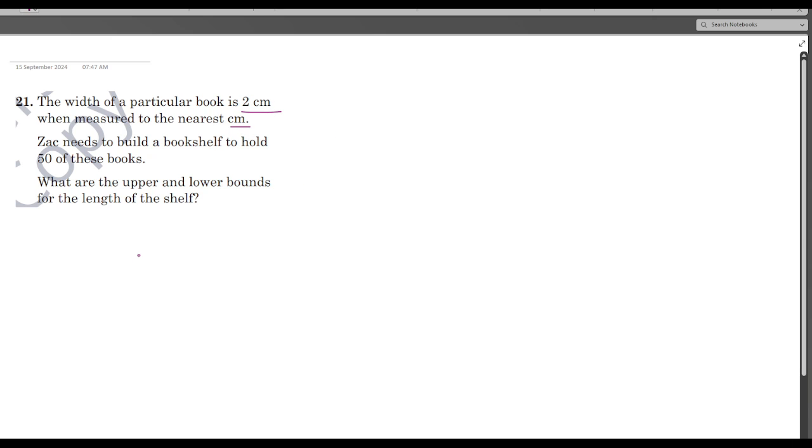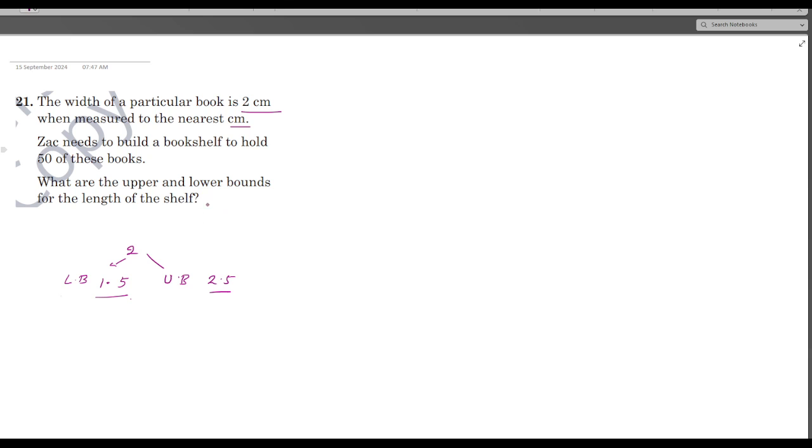So the lower bound for 2 is 1.5, since it is measured to the nearest centimeter, so 2 centimeters means the lower bound is 1.5, and your upper bound is 2.5. So what is the upper and lower bound of the length of the shelf?